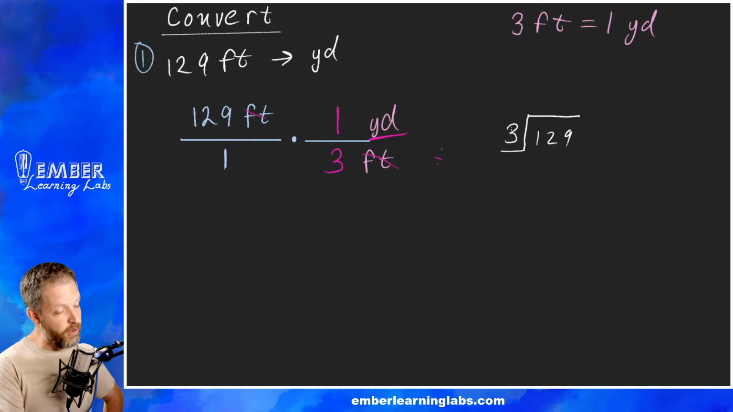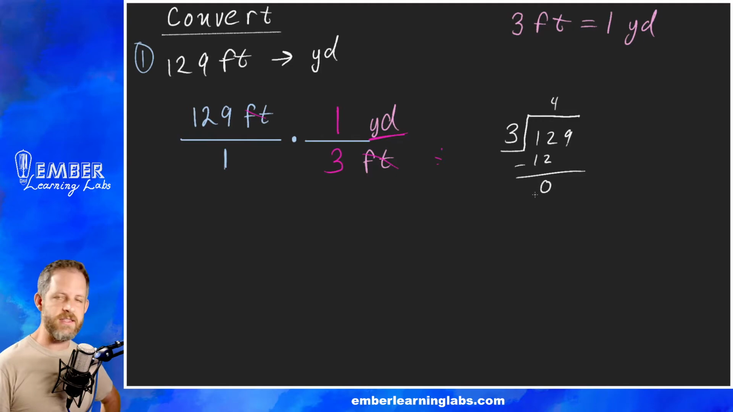3 goes into 1 no times. 3 goes into 12 4 times. 4 times 3 is 12. Subtract. A lot of you could probably do this multiplication in your head, and I understand that, and that's not a problem at all. But just for practice sake and clarity. 3 goes into 9 3 times. 3 times 3 is 9.